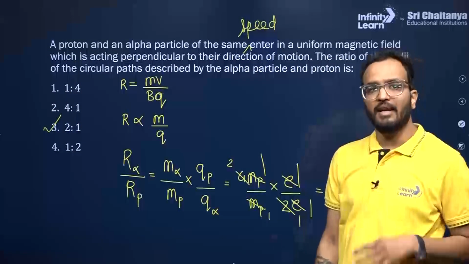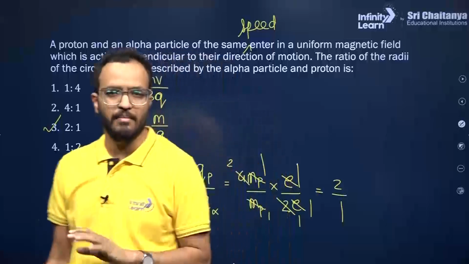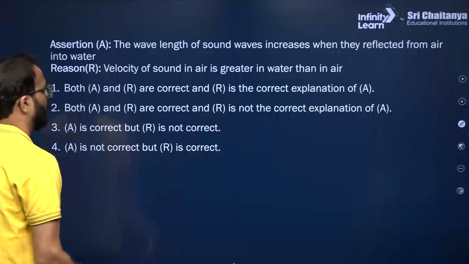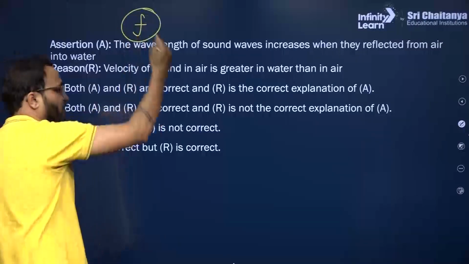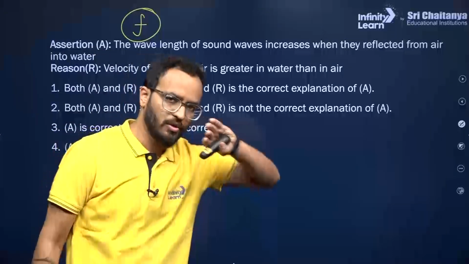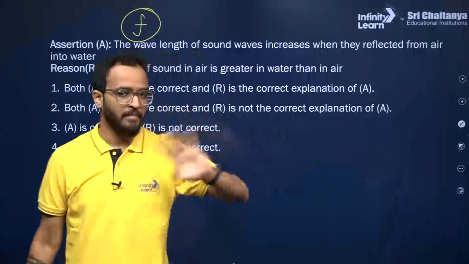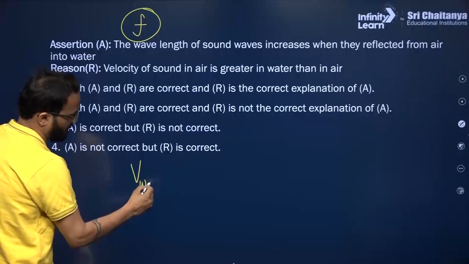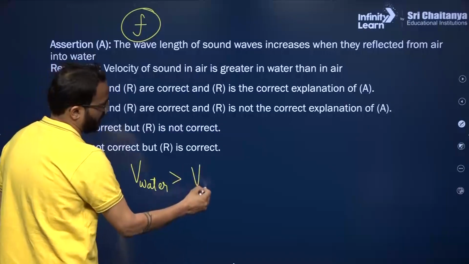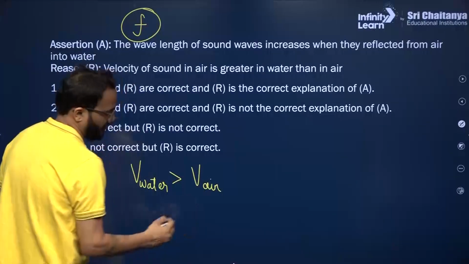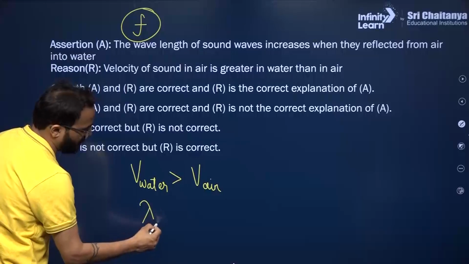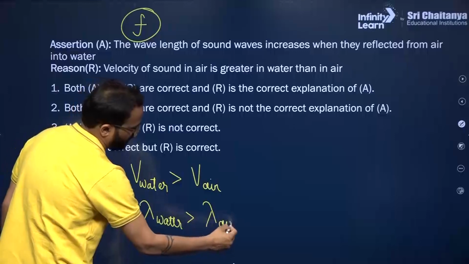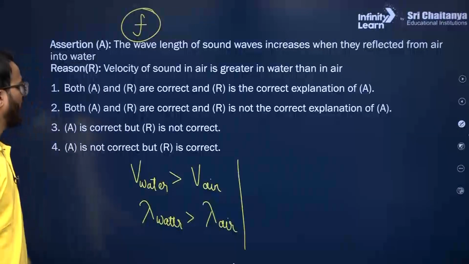That is why I am saying the paper that is coming in JEE Mains also is almost of the same level, right? The wavelength of the sound wave, see, frequency never changes for any wave on changing the medium. We know that frequency remains constant whenever a wave changes its medium, but the speed changes. So speed of sound in water is greater than speed of sound in air. That is why wavelength of sound in water is greater than wavelength of sound in air. Got it?